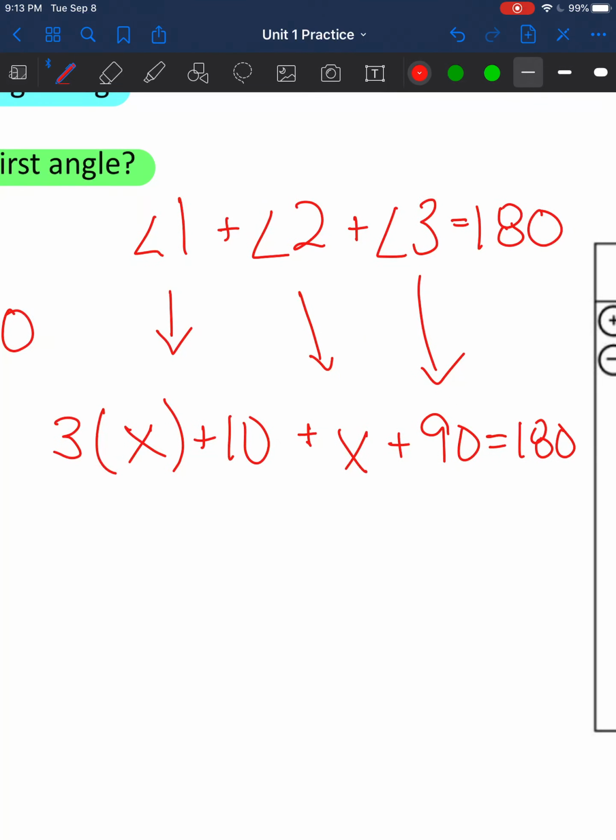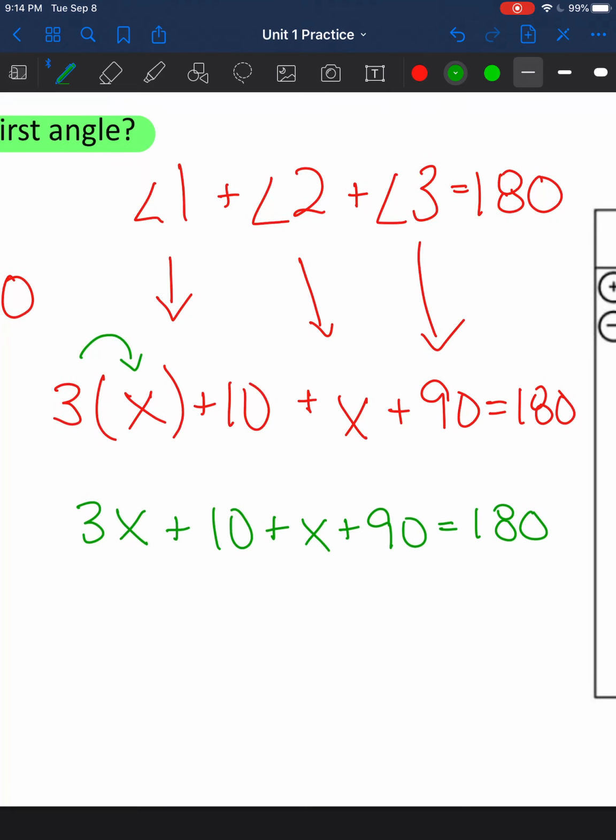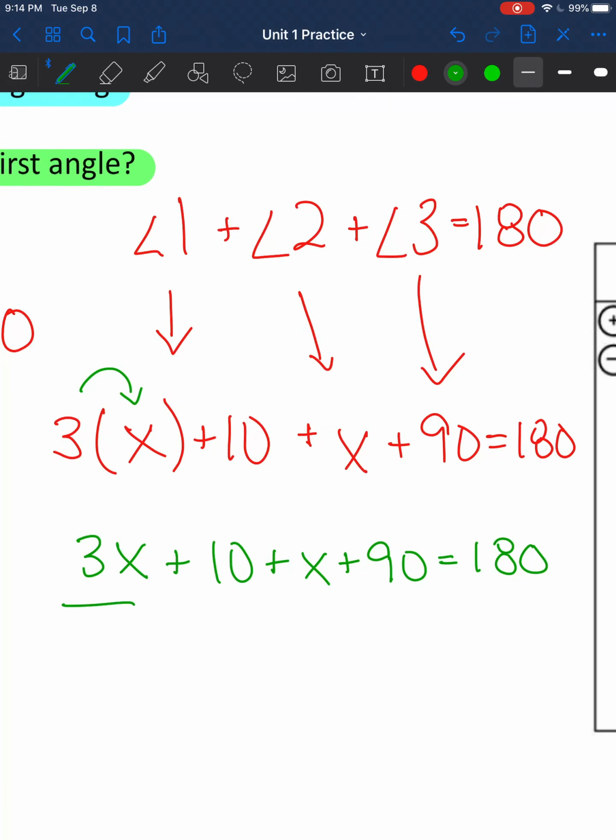And now we can start combining like terms, because I see x's and I see constants. So from here, this says 3 times x is 3x plus 10 plus x plus 90 equals 180. If we combine like terms, 3x and x make 4x, and 10 and 90 make 100.